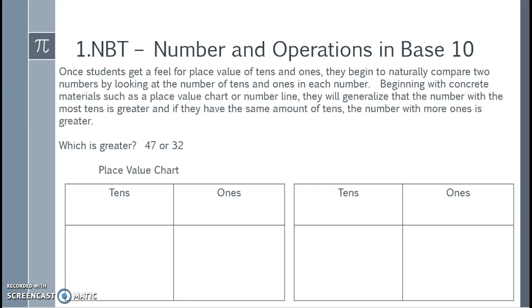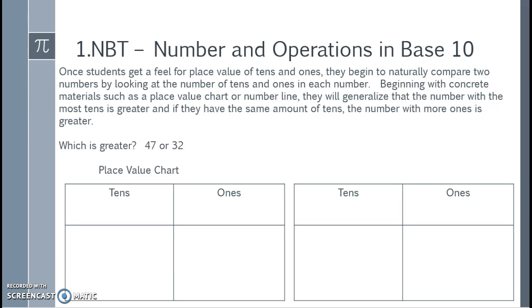When students get a feel for place value of tens and ones, they begin to naturally compare two numbers by looking at the number of tens and ones in each number. Beginning with concrete materials such as the place value chart or a number line, they'll be able to generalize that the number with the most tens is greater, and if they have the same amount of tens, the number with more ones is greater. So let's identify which is greater, 47 or 32.